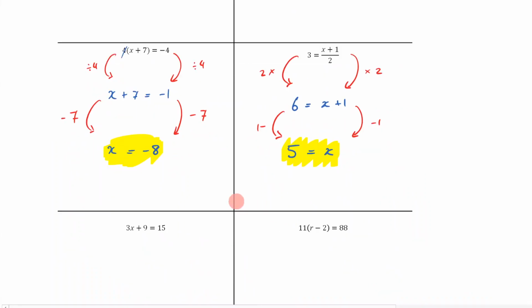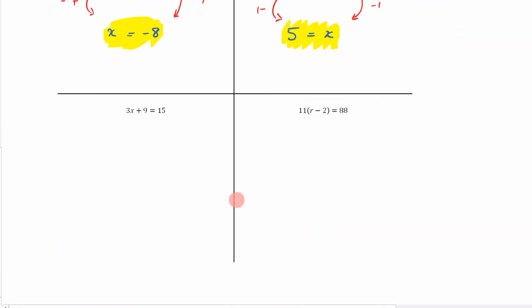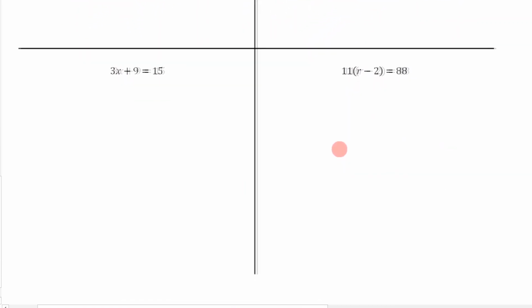Remember, pause the video, give these things a go yourself. If you're just copying things down, you're not preparing yourself well for the test at all. And you're just going to be like, well, I don't know what I'm doing. All right, let's keep on going.